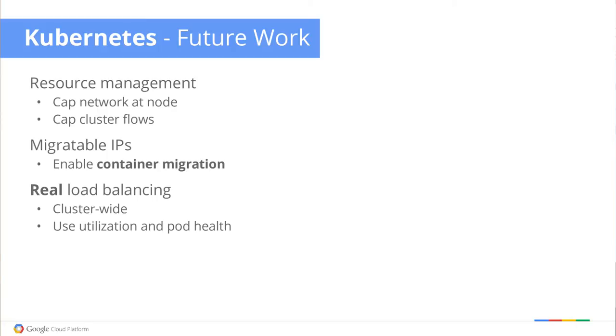The third thing on the slide is real load balancing. Again, today we just do very naive round robin. At least we know the constituency of our services, but we definitely want to do something that understands the state of the cluster, understands the utilization of the nodes, whether the nodes are healthy, and what needs to happen there.